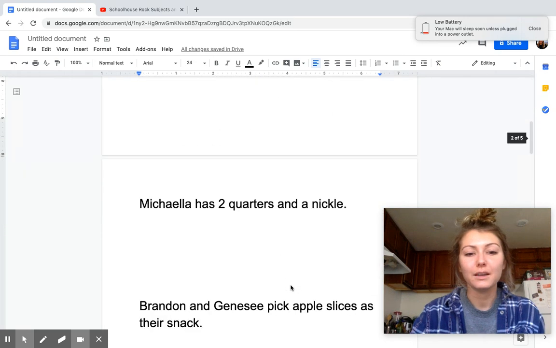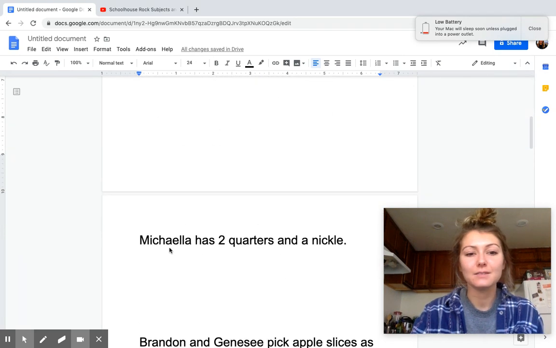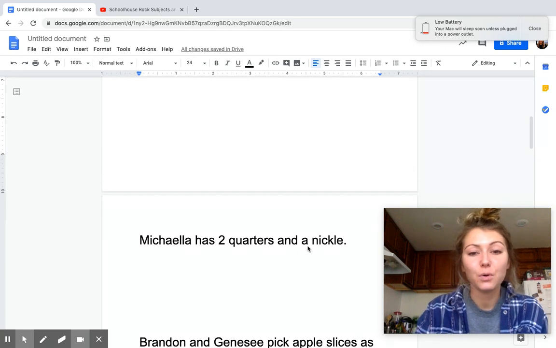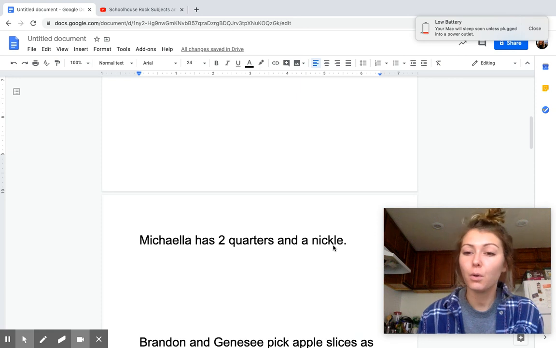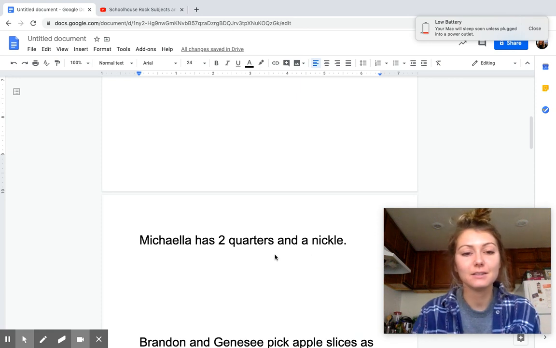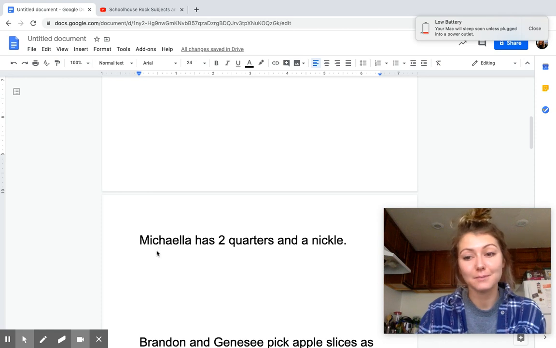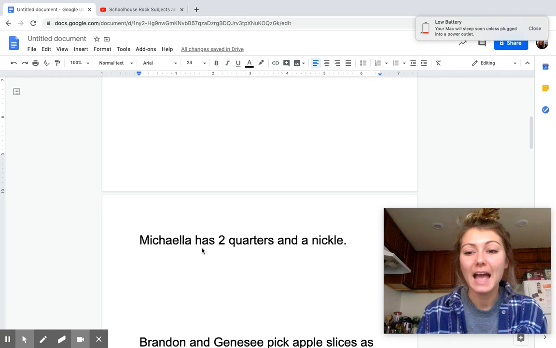we'll take a look at our second sentence. This sentence says, Michaela has 2 quarters and a nickel. Who or what is our subject in this sentence? If you said Michaela, you are correct. Michaela is the subject here. And it says Michaela has 2 quarters and a nickel.